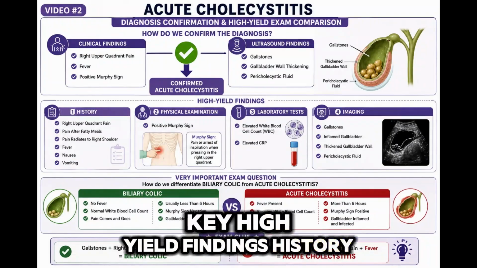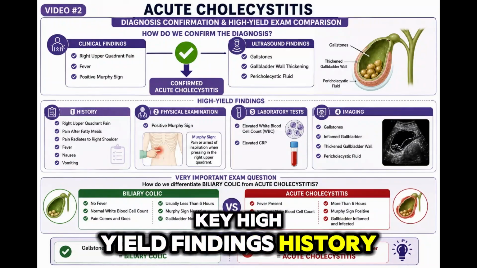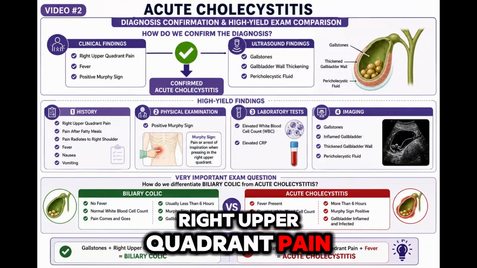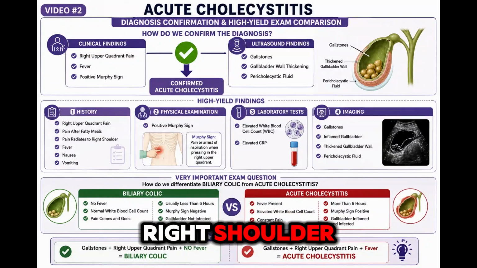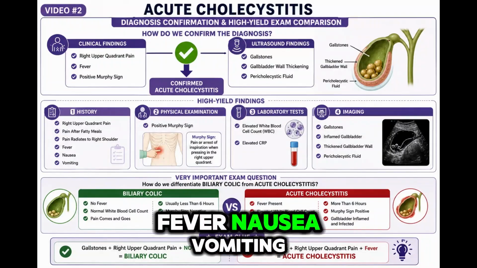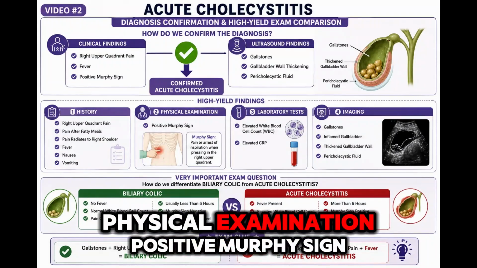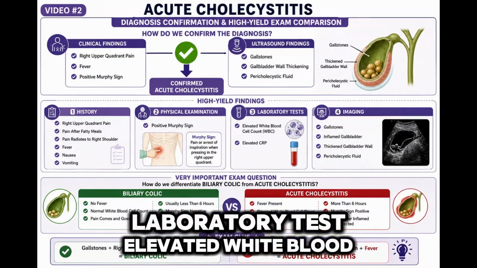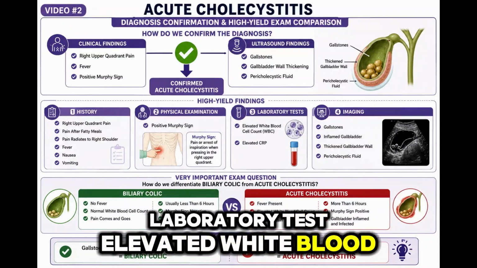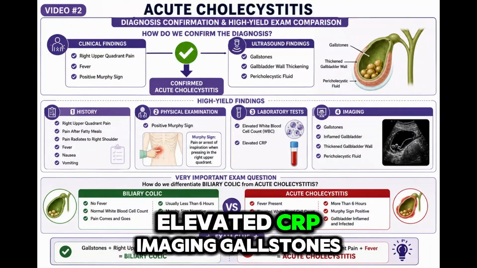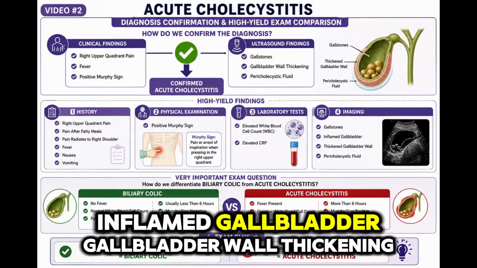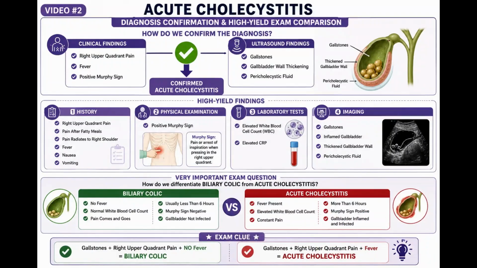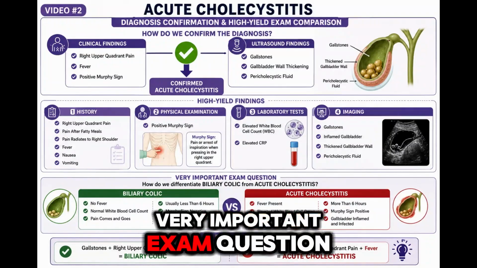Now let's review the key high-yield findings. History: right upper quadrant pain, pain after fatty meals, pain radiating to the right shoulder, fever, nausea, vomiting. Physical examination: positive Murphy sign. Laboratory tests: elevated white blood cell count, elevated CRP. Imaging: gallstones, inflamed gallbladder, gallbladder wall thickening, pericholecystic fluid. Now let's discuss a very important exam question.